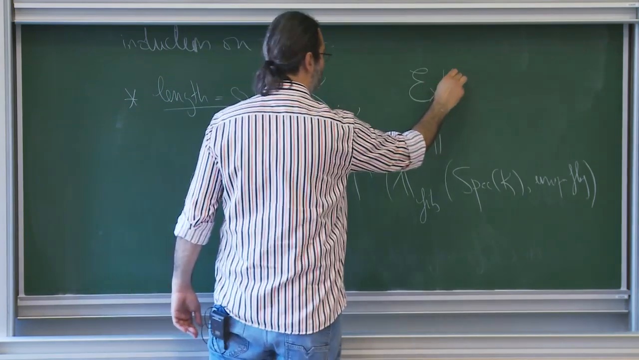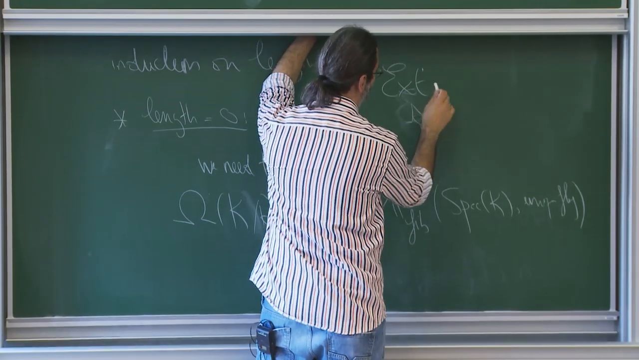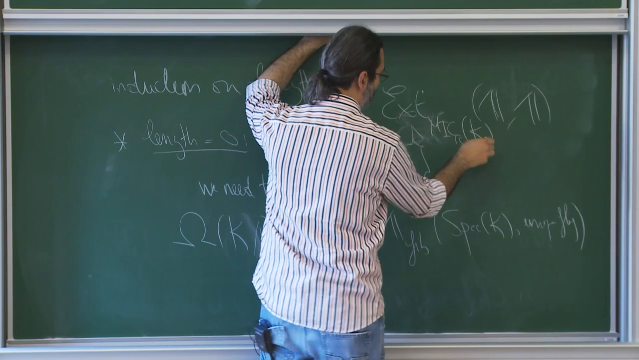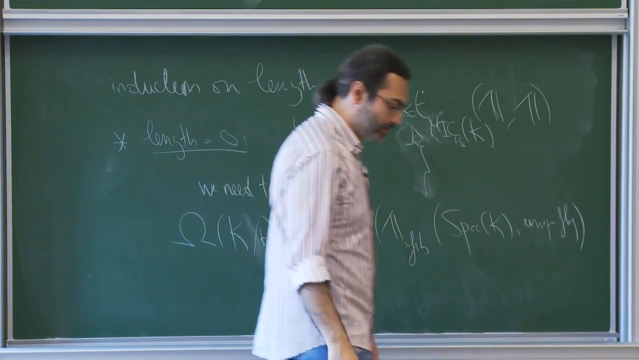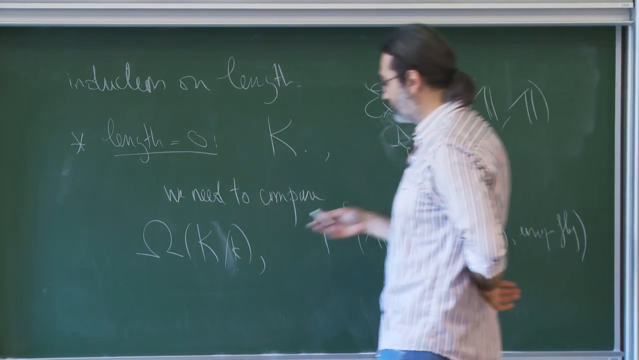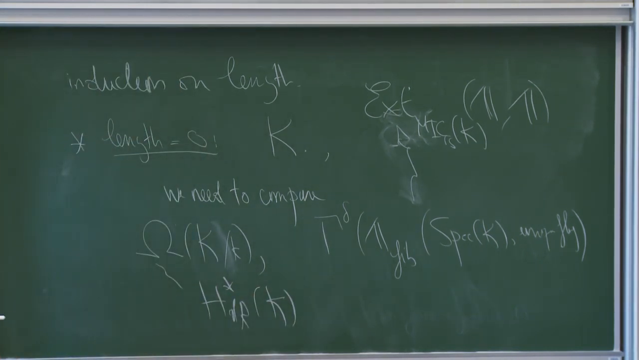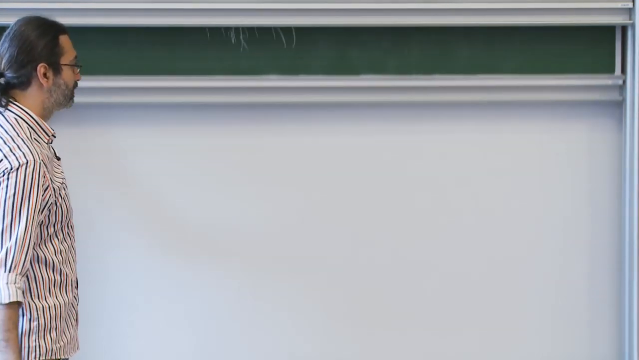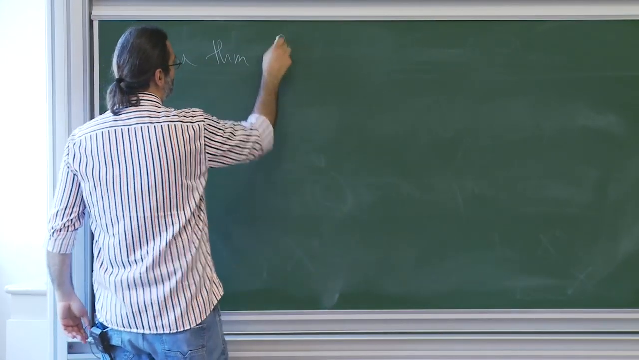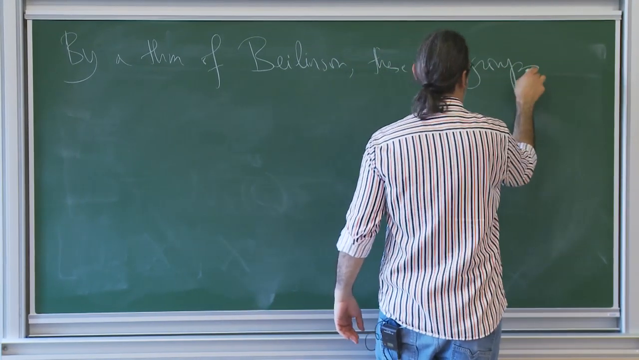So if I put cohomology now, this is giving us the Ext group between 1 and 1 in the category of modules with integrable connection, regular singular, over k. Now, of course, k is considered as a limit of smooth varieties. So we want to compare the Ext group here and the de Rham cohomology. So here this is the de Rham cohomology of k. And then there is a well-known theorem of Beilinson, which says exactly that these two things are the same. So by the theorem of Beilinson, these two groups are the same.